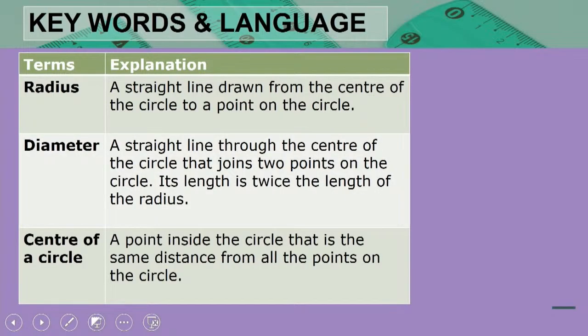Next, we have the radius, which is a straight line drawn from the center of the circle to a point on the circle. Then we have the diameter, which is a straight line through the center of the circle that joins 2 points on the circle. Its length is twice the length of the radius. And then lastly, we have the center of a circle, which is a point inside the circle that is the same distance from all the points on this circle. So these are the keywords that we are going to be using in today's lesson.